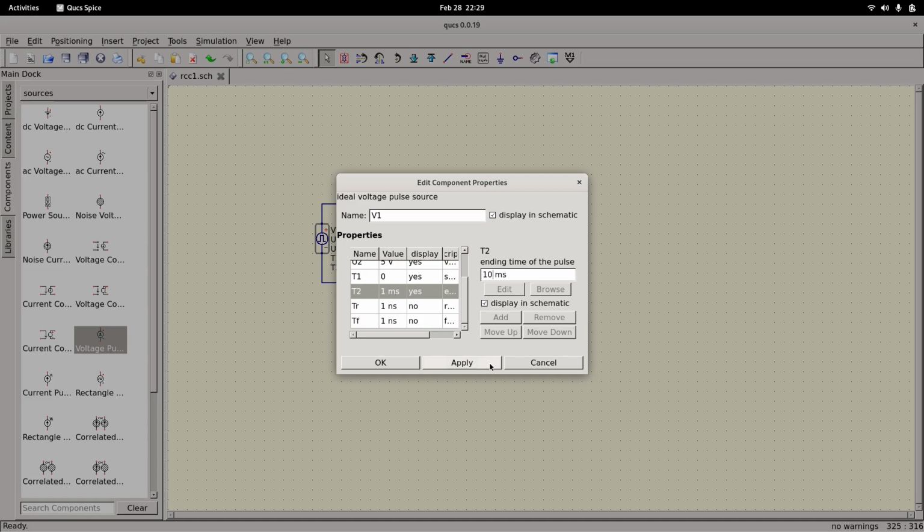So that this time is higher than 5 time constants in the circuit. That is the strategy that we are using. So 5 milliseconds is our time constant. We are making this 10 milliseconds. So this is as good as a step voltage.